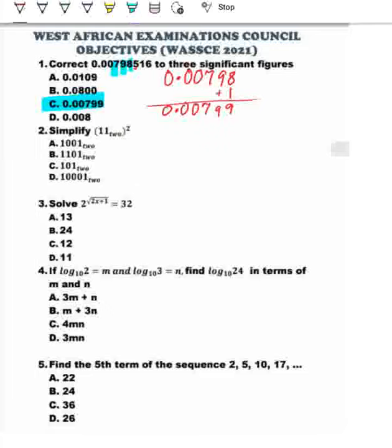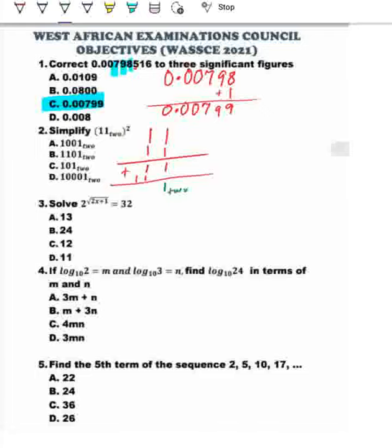Now, the second question is to simplify 11 base 2 squared. We are going to multiply this, 1 times 1, and so on. Then we add everything. Adding, we have 1 down, and 1 plus nothing gives 1. Remember, our answer is going to be in base 2.